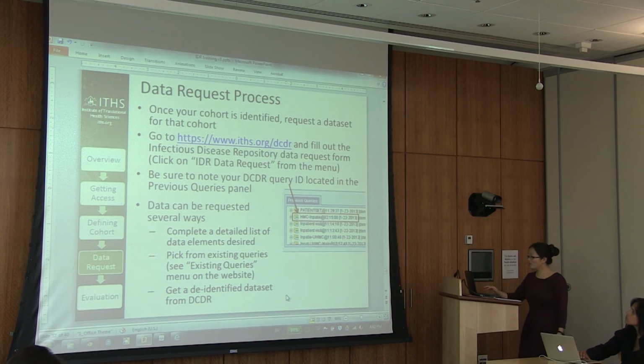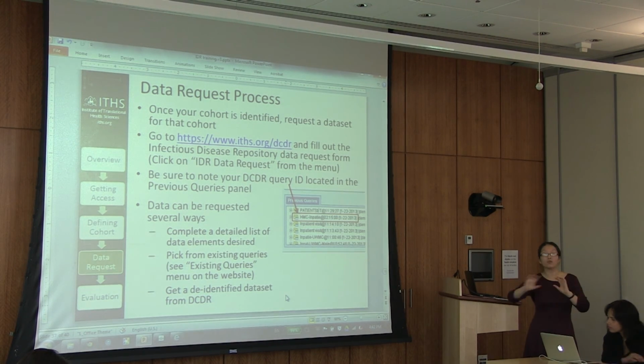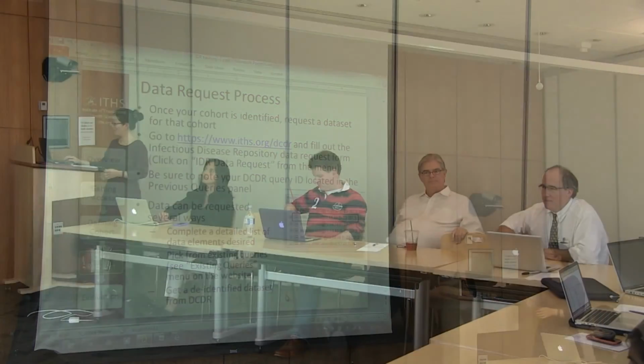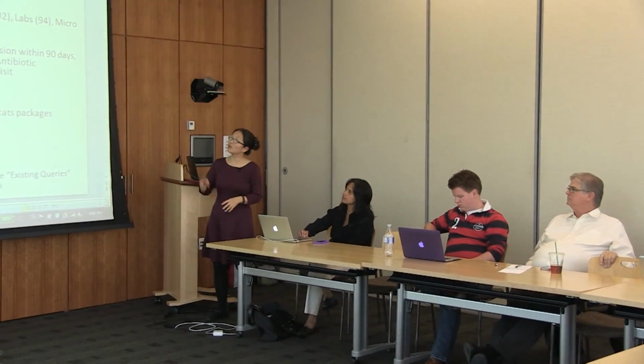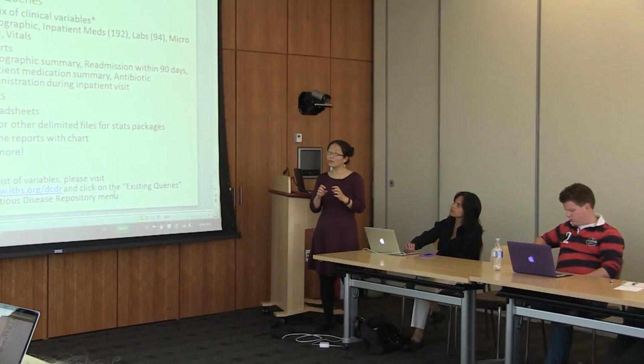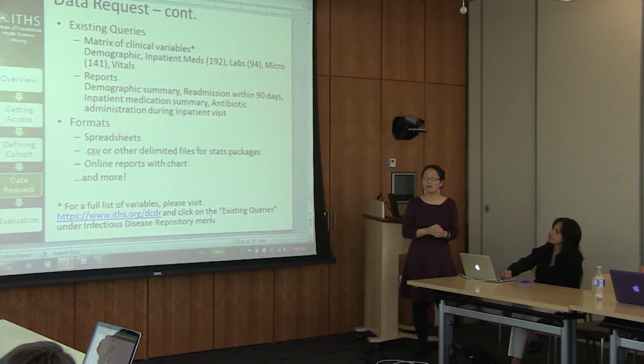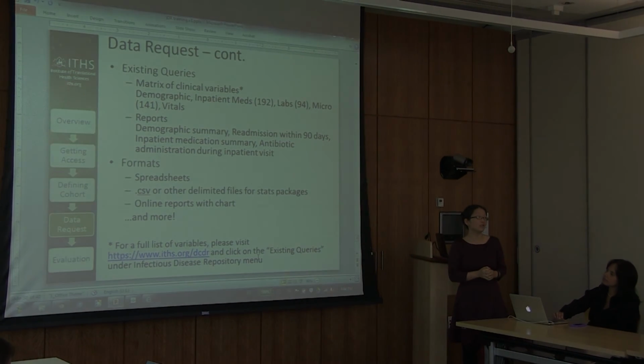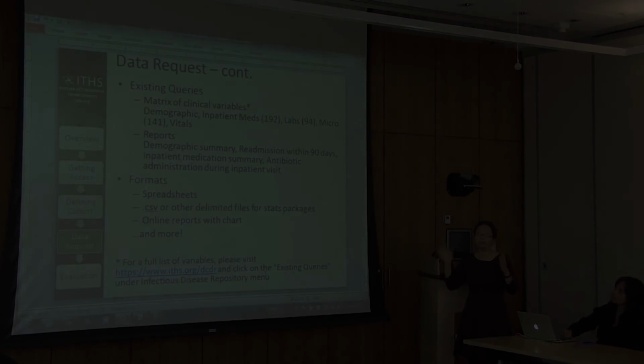The third option is just to get the de-identified data that is in the DCDR, which is just big rows and rows of medication, test run, the result. And it will be just rows and rows, and you will also need to run that through a stats package, but that is available. So just to reiterate, we have some existing queries available, we have some reports available, formats, anything you can think of, we can pretty much produce spreadsheets, online reports, CSVs, any delimited files, and whatever else you can think of.